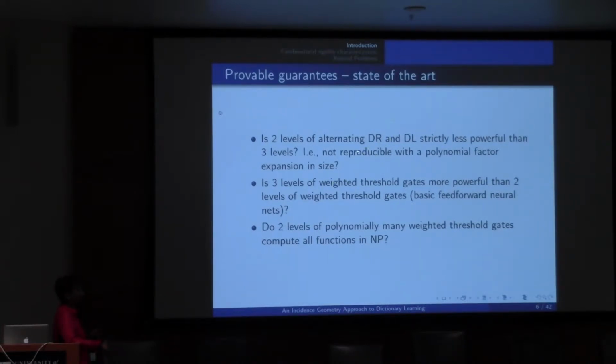This is completely feed forward. It's alternating levels of DR, DL. And we were trying to show whether or not more levels of this is strictly more powerful than fewer levels. Strictly more powerful meaning you cannot reproduce it using fewer levels without blowing up the size like crazy. We were unable to prove it, so we sort of gave up. And we then just concentrated on the DL part, which led to this paper that I'm talking about.